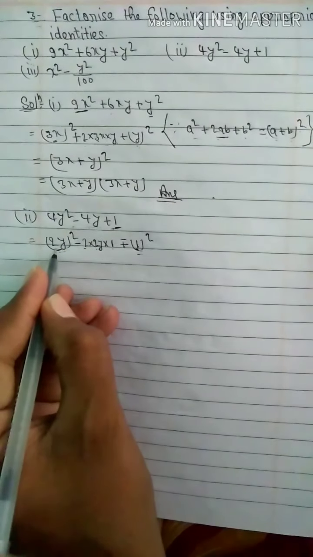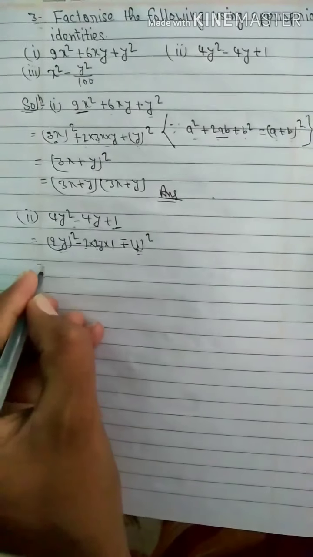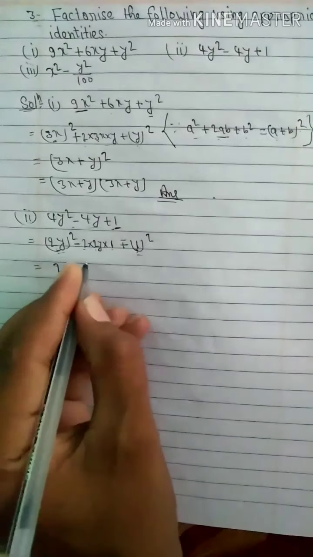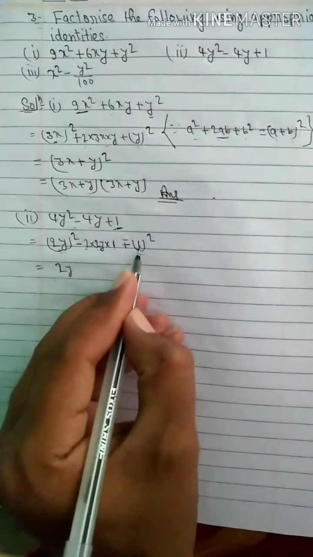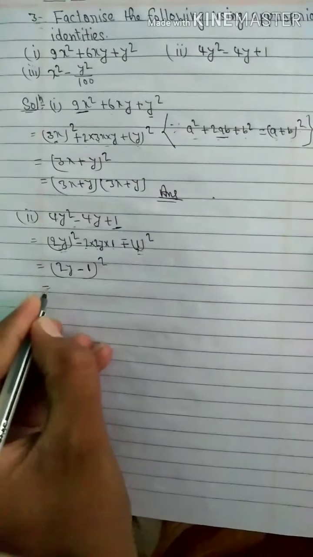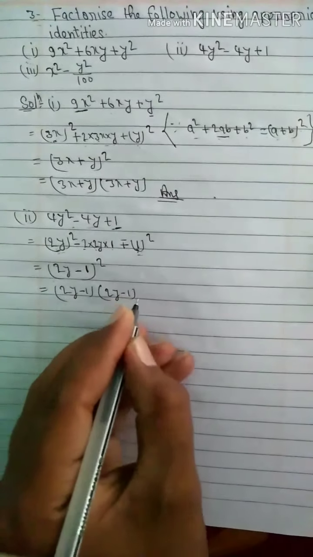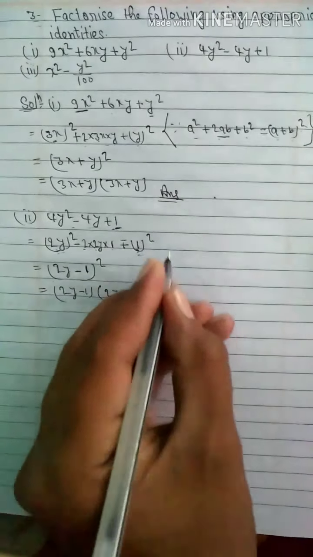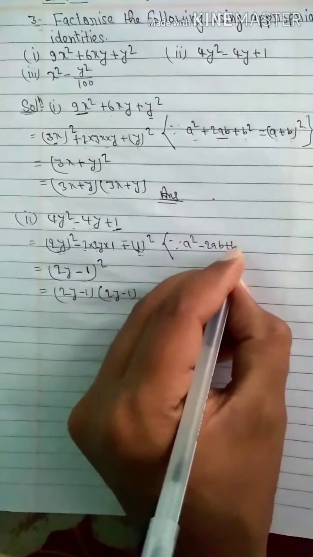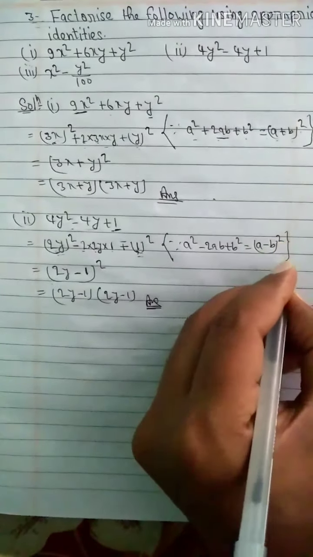It means this value will be equal to minus 4y. So it is clear that this is a square minus 2ab plus b square. So we can write a minus b whole square, where a equal to 2y, so 2y minus 1 whole to the power 2, and we can write 2y minus 1, 2y minus 1, and this is your answer. Here we used the identity a square minus 2ab plus b square equal to a minus b whole to the power 2.